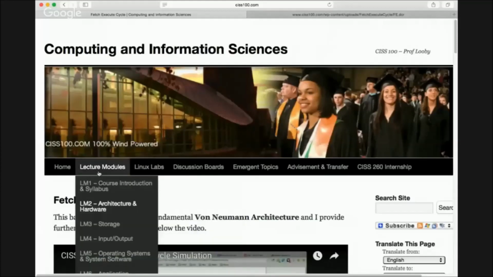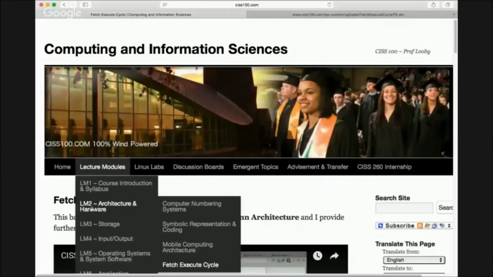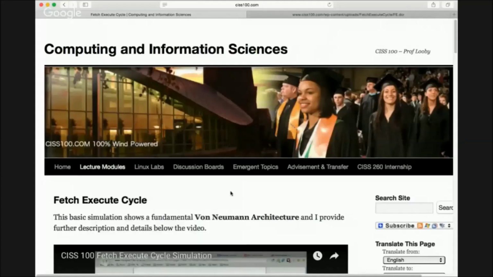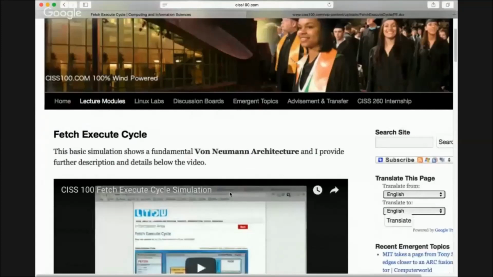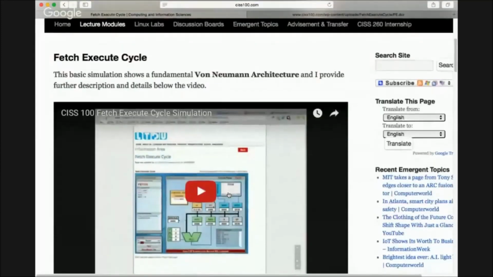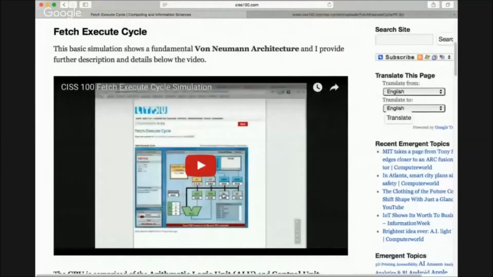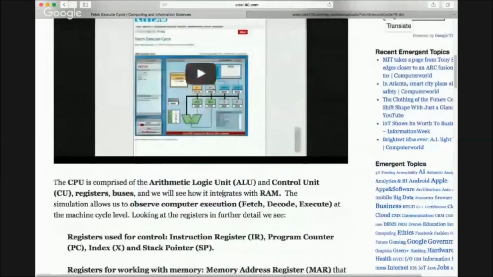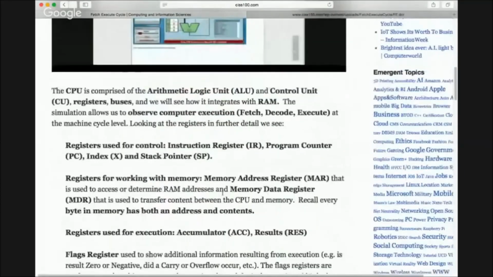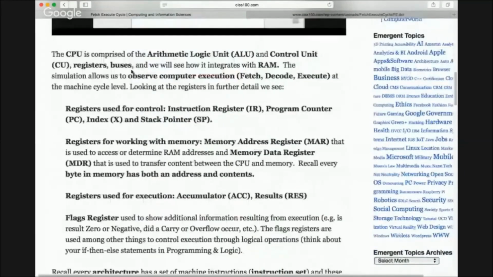Where we are, by the way, is if I look at lecture modules, LM2 architecture and hardware, it is located here in the submenu. So here we are. And I'll scroll down. This is the recording from last semester, and I am recording today, so I'll put up the new recording sometime today or later. So let's review.